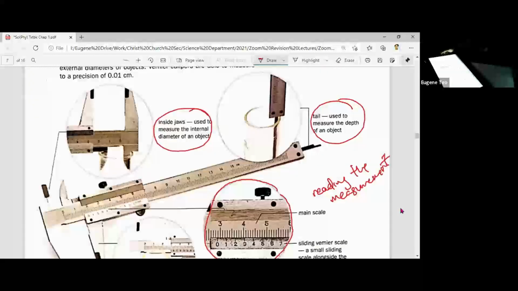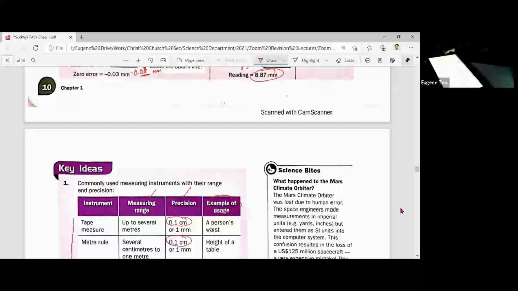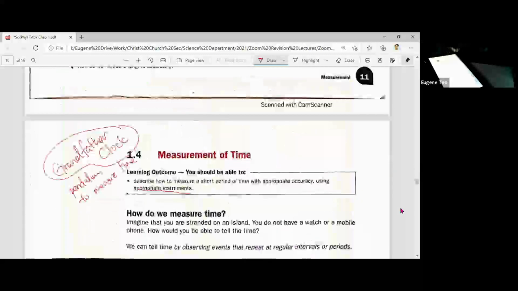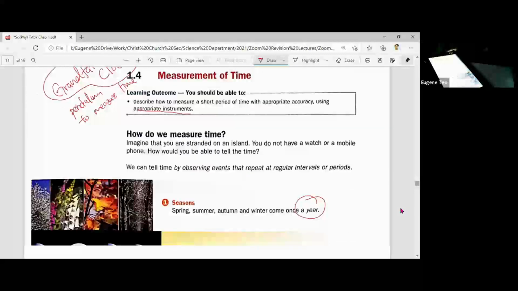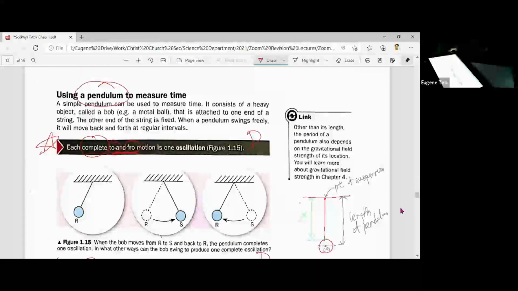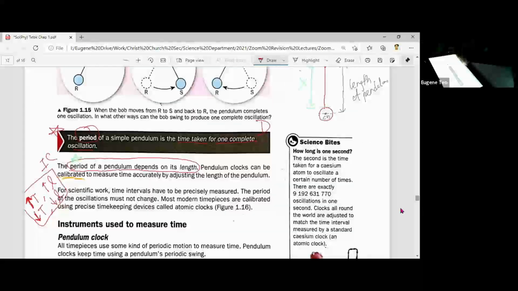Then of course the last thing we covered was 1.4. We talked about how we can measure time using a pendulum bob, and a few concepts such as oscillation and period. We highlighted that if you increase the length of the pendulum bob, the period will increase. If you decrease the length, the period will decrease. So these are the key points in chapter 1.